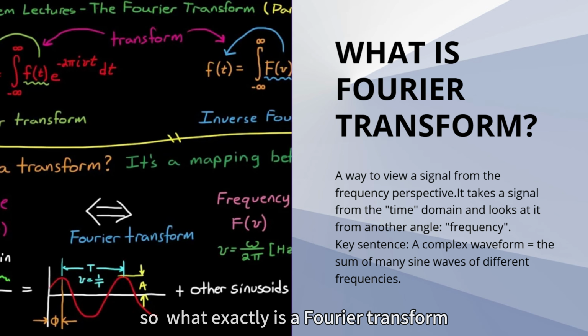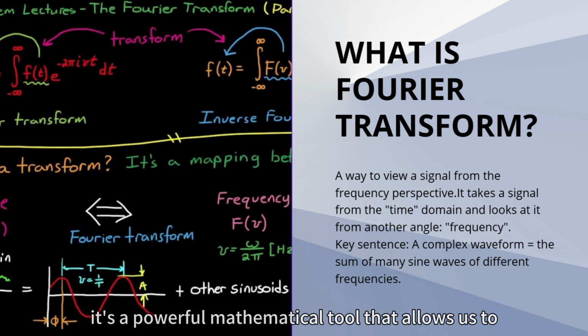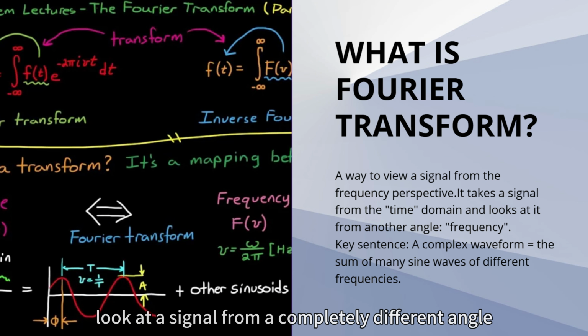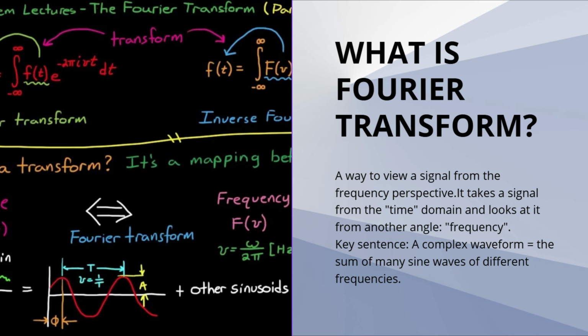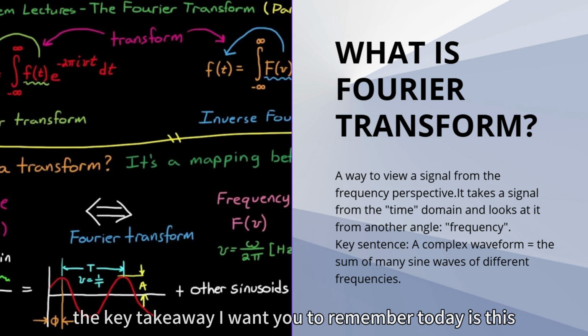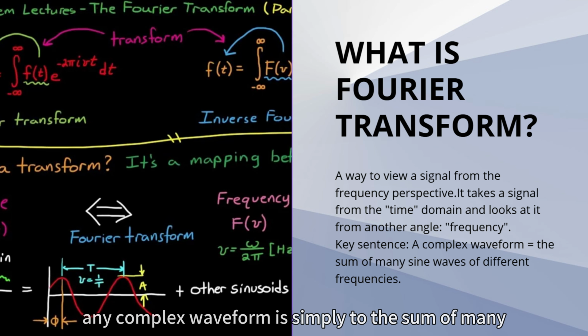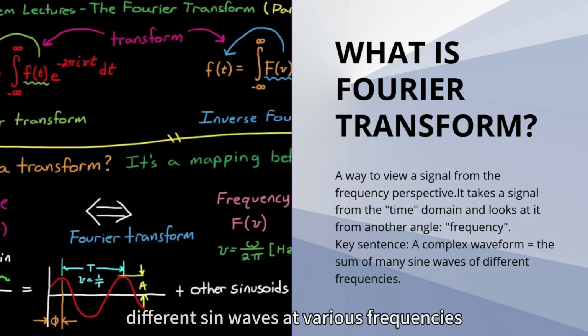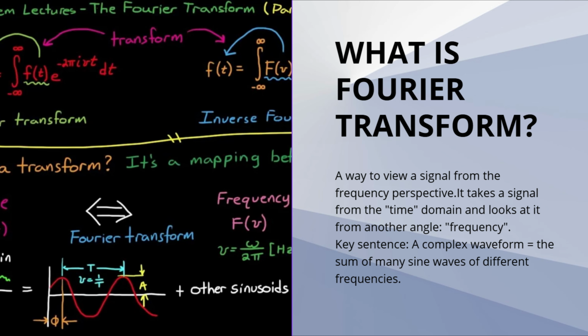So what exactly is a Fourier transform? In simple terms, it's a powerful mathematical tool that allows us to look at a signal from a completely different angle, shifting our perspective from the time domain to the frequency domain. The key takeaway I want you to remember today is this: any complex waveform is simply the sum of many different sine waves at various frequencies.